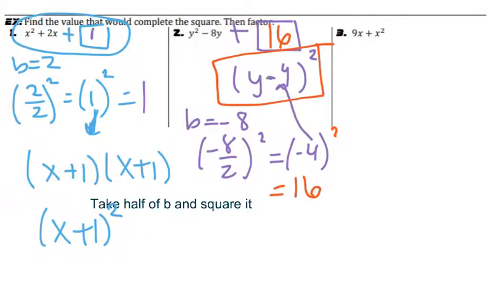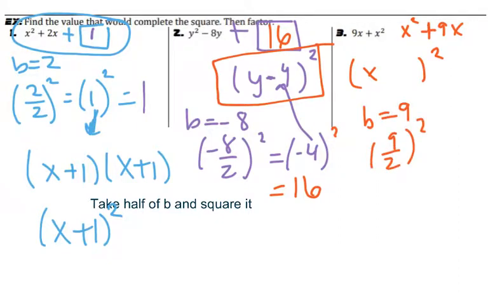All right, we're going to do one more like this. Notice this is in the wrong order. It's in the wrong order solely to try and mess you up, because that's what mean standardized tests like to do. So I'm going to rewrite it as x squared plus 9x. My ultimate goal is to get x and something squared. So let's look at b. Here, b is 9. Half of 9 is 9 over 2. That's what's going to go in here.